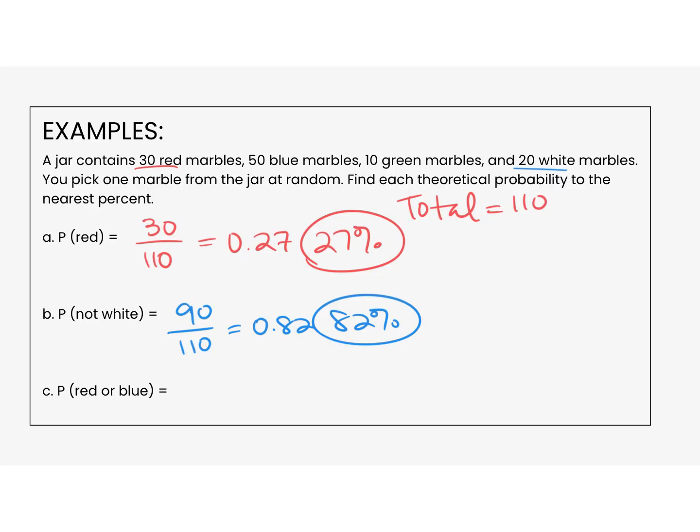And then probability of red or blue. Red is 30, blue is 50, so that's 80 total. So 80 out of 110, which would be 0.73 or 73%.